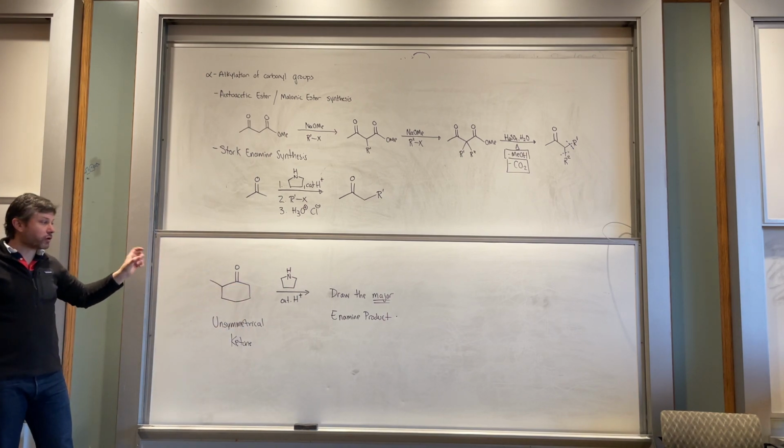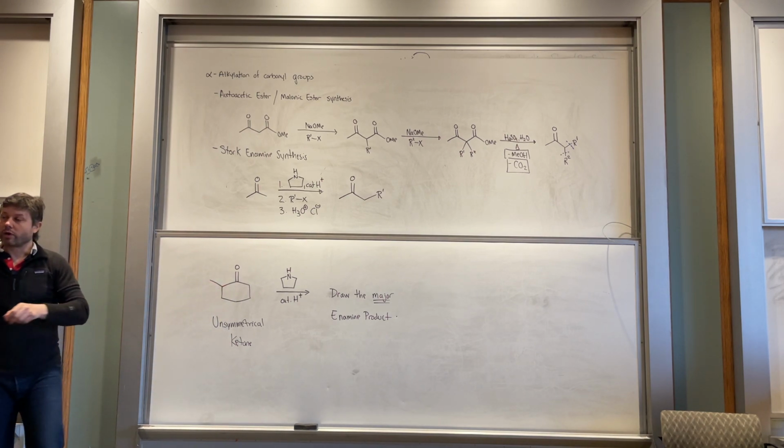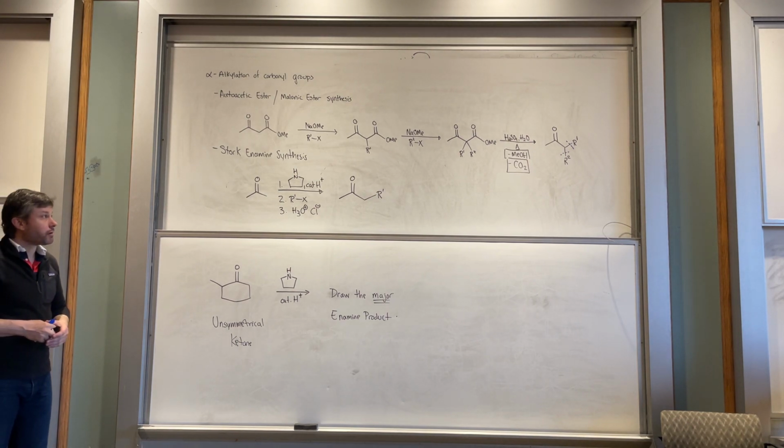So think about if we're going to form an enamine from this ketone, what is the major enamine that will form? Which regioisomer of that enamine will be the major product? Think about the hybridization of the atoms involved in that enamine. Think about the geometry or structure that they have to adopt. Consider steric interactions.